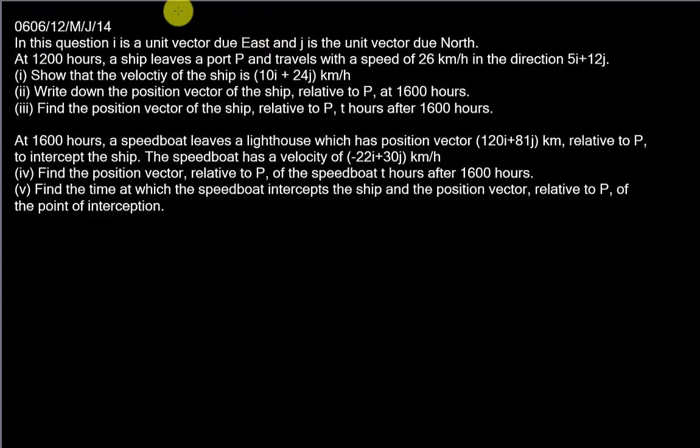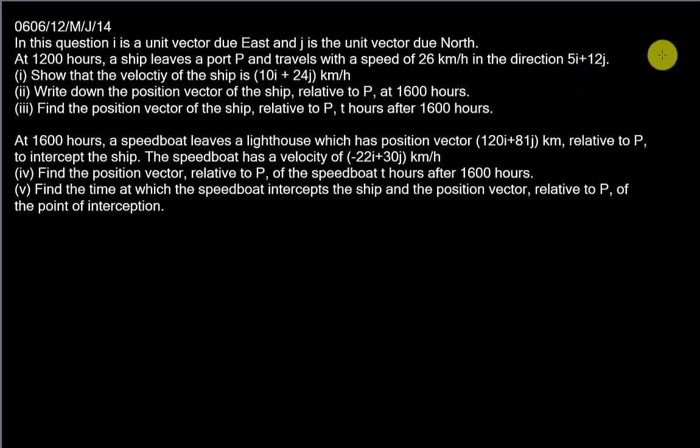So basically, you will see something like 0606, which is the code for IGCSE Additional Mathematics, and I think this is paper 1-2, May/June 2014. This topic joins vectors and relative velocity. Okay, so do not waste time, just have a look at the question.